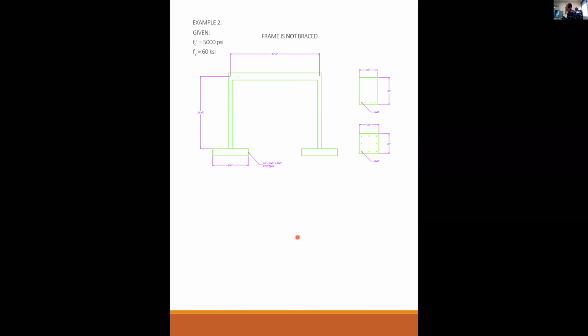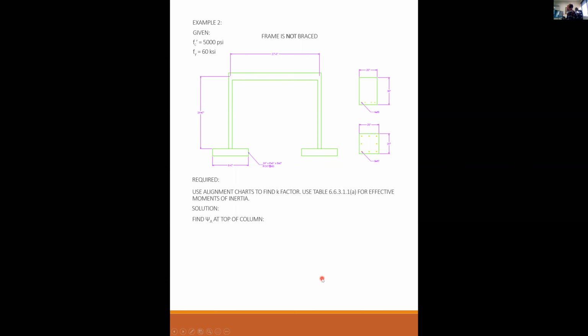This time, the frame is not braced. So we have 5,000 psi concrete, 60 ksi steel. Here's our frame: same 20 by 20, 8 number 7s, 20 by 36, 4 number 8s. So materially, this is the same frame, the same setup, but this time it is an unbraced frame instead of a braced frame. So let's use the alignment charts to find the K factor, and we use table 6.6.3.1.1(a) for our effective moments of inertia.